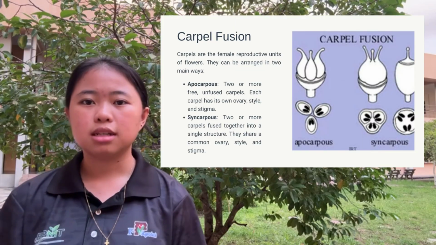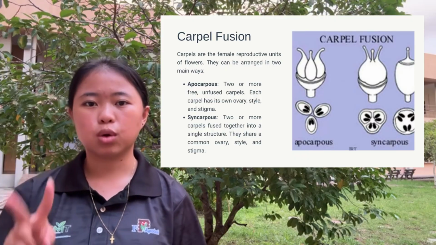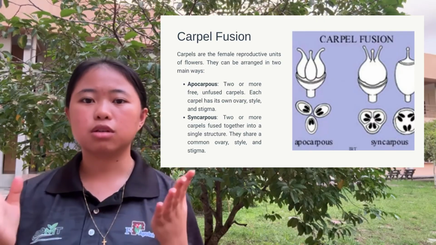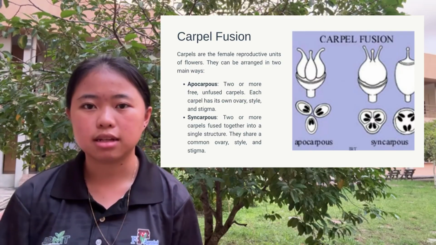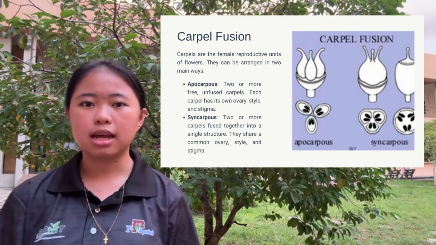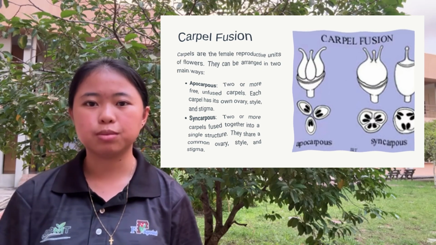Syncarpous. This is an evolutionary advancement where 2 or more carpels fuse into a single unified structure. They share a common ovary and often the same style and stigma. This is found in lilies and hibiscus, and it dictates how the final fruit will be positioned.